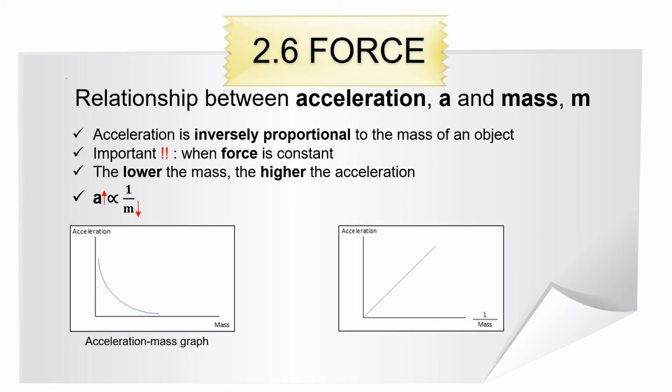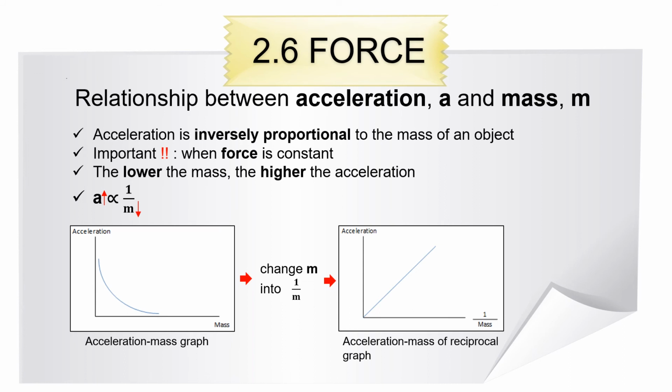Now, let's see the second graph, which is the acceleration versus reciprocal of mass graph. There is a difference between the two graphs, which is mass and 1 over mass. If I change mass into 1 over mass, remember that when it is 1 over mass, the graph will become directly proportional, as shown in the acceleration versus reciprocal of mass graph.